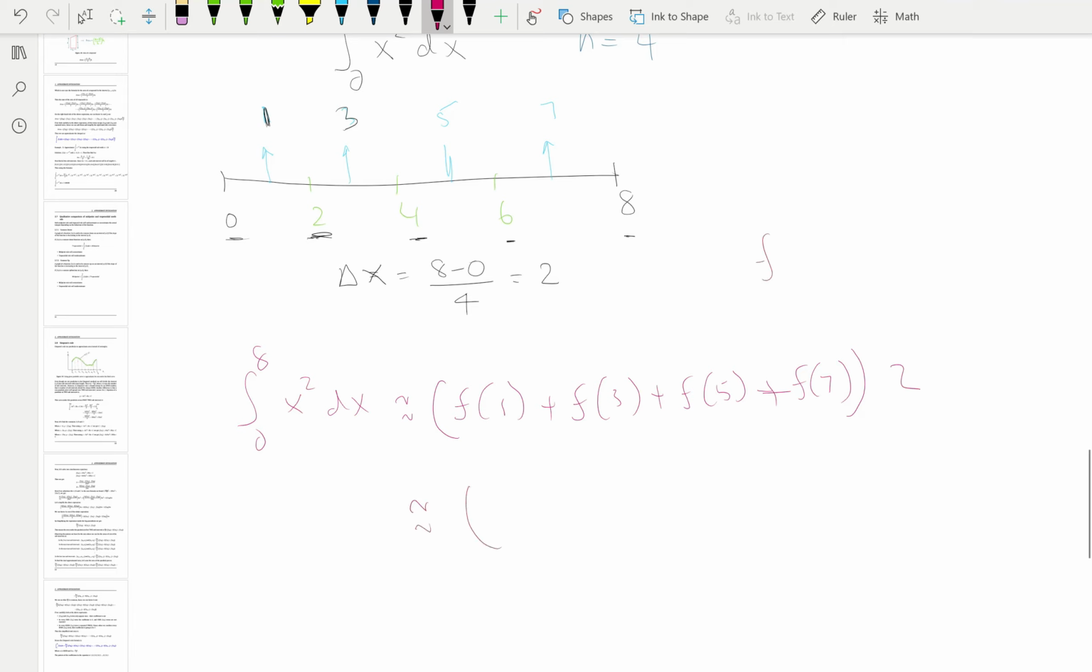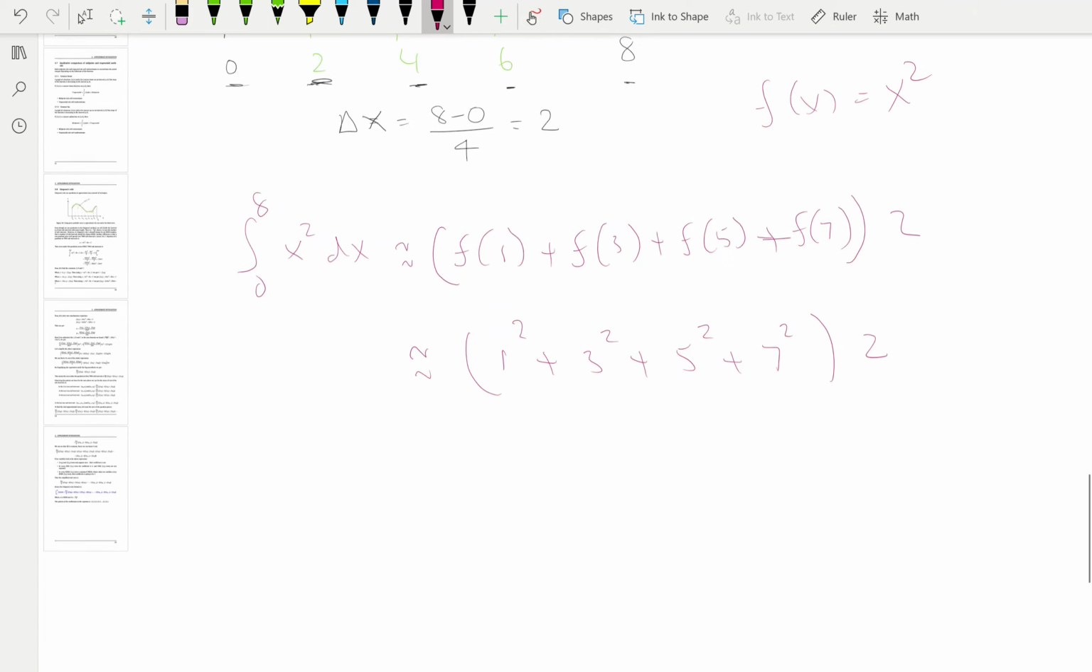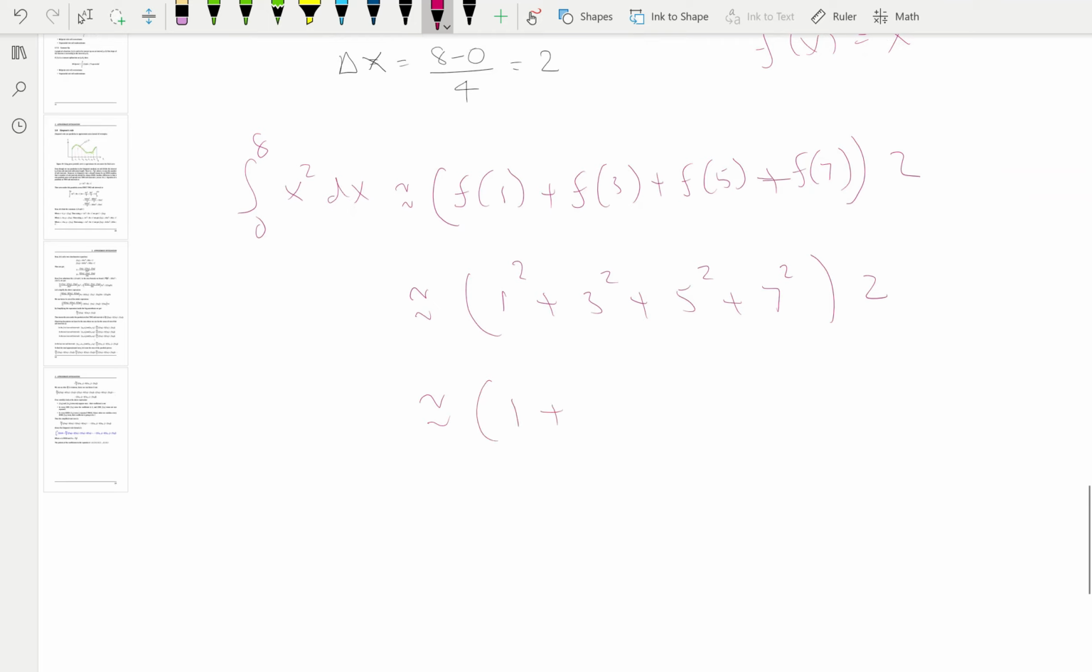Let's evaluate the function at these points. The function is x square, if I remember correctly. Yes, it's x square. So here 1 square, 3 square, 5 square, 7 square, times 2. 1 square is 1, 3 square is 9, 5 square is 25, 7 square is 49, times 2. 1 plus 9 is 10, plus 25 is 35, 49 plus 35 is 84, and 84 times 2 is 168. So the approximated value for this integral is 168.